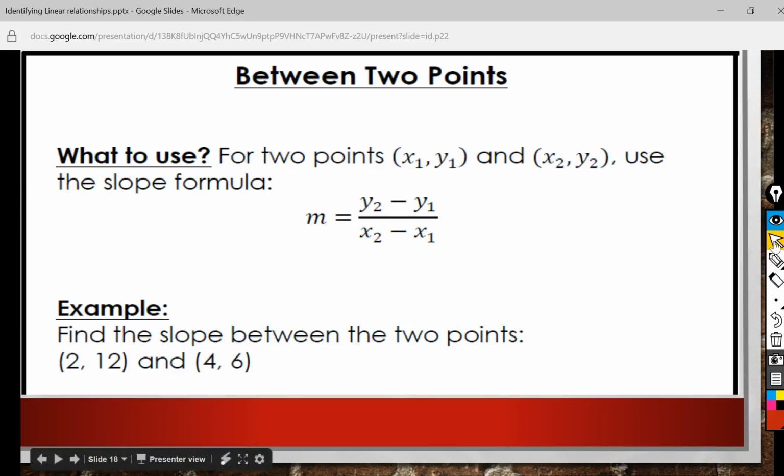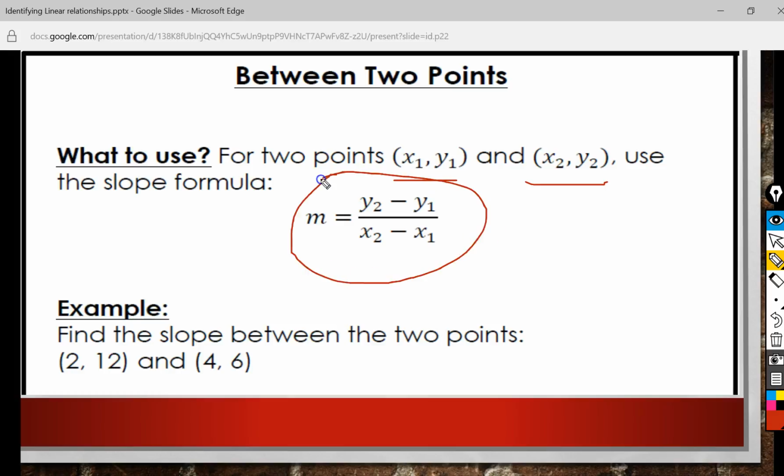So between 2 points, they will give you 2 ordered pairs, so 2 points on a graph. You use those 2 points and plug them into the slope formula. This is the slope formula. You're going to do the second y coordinate minus the first y coordinate, divided by the second x coordinate minus the first x coordinate.